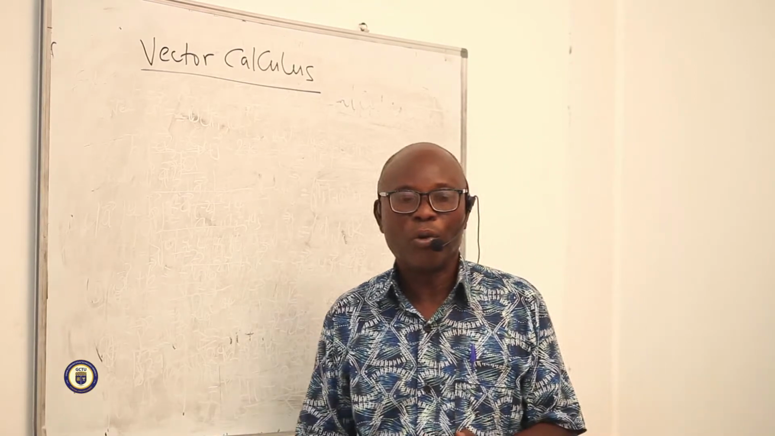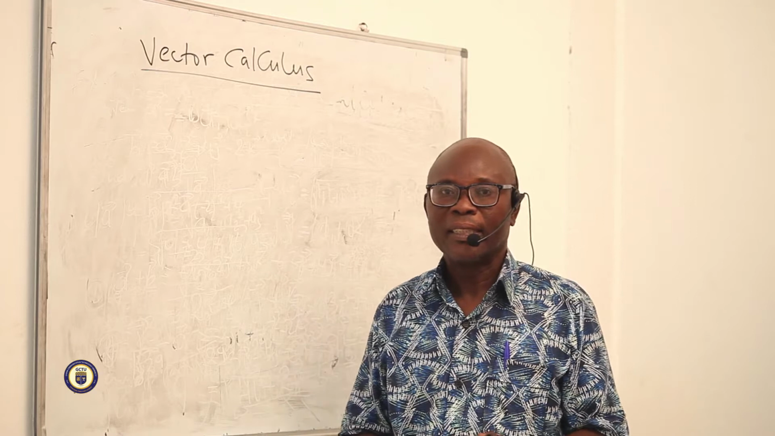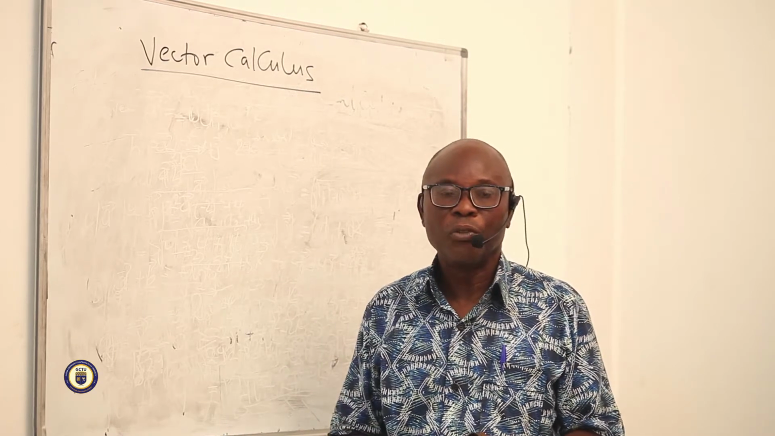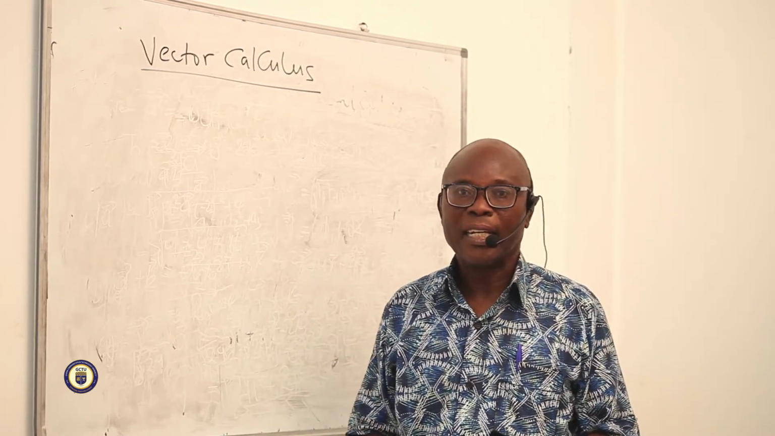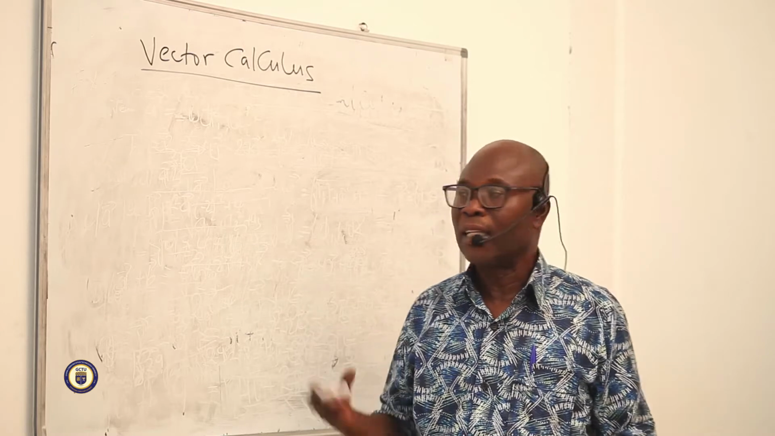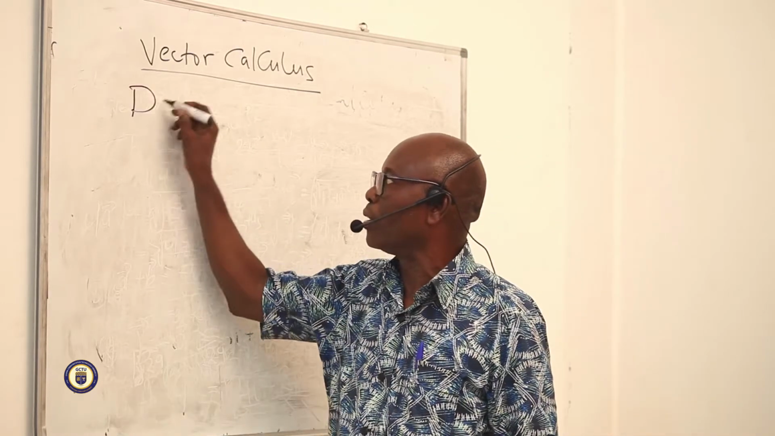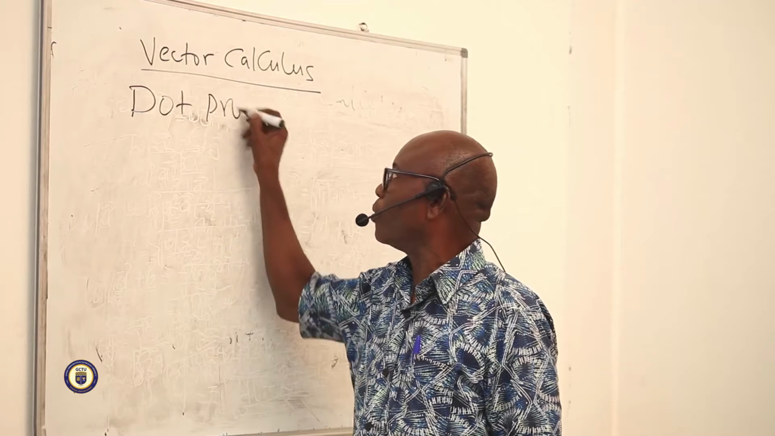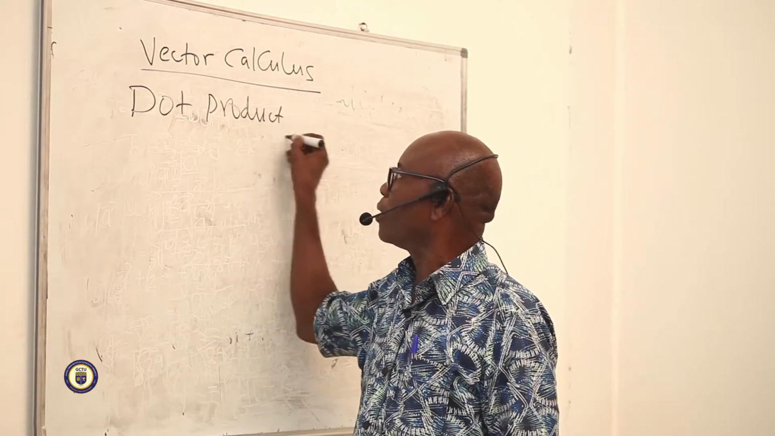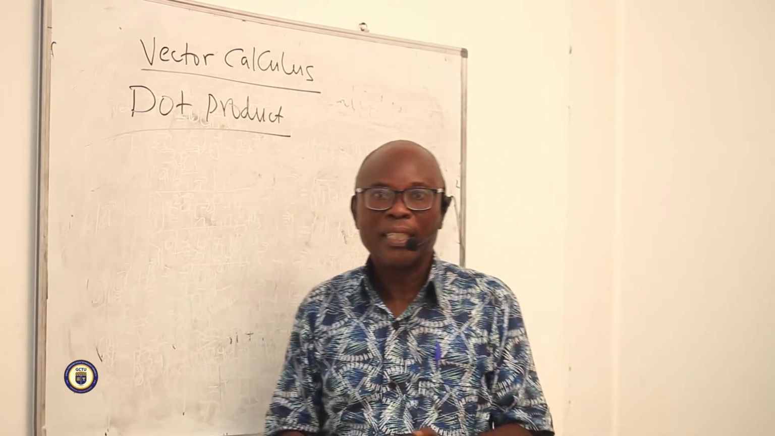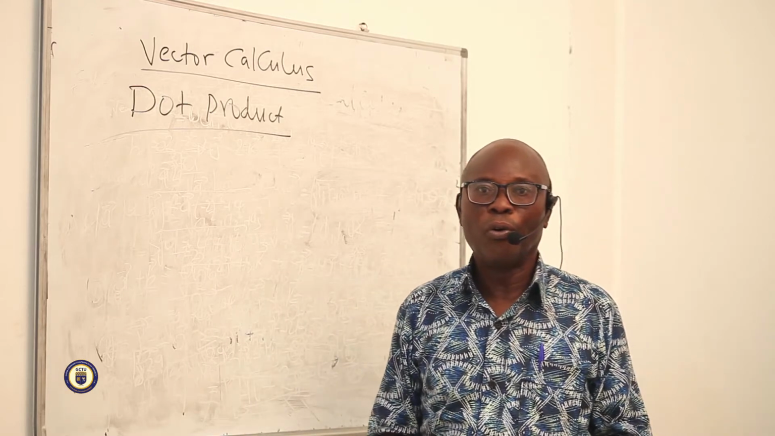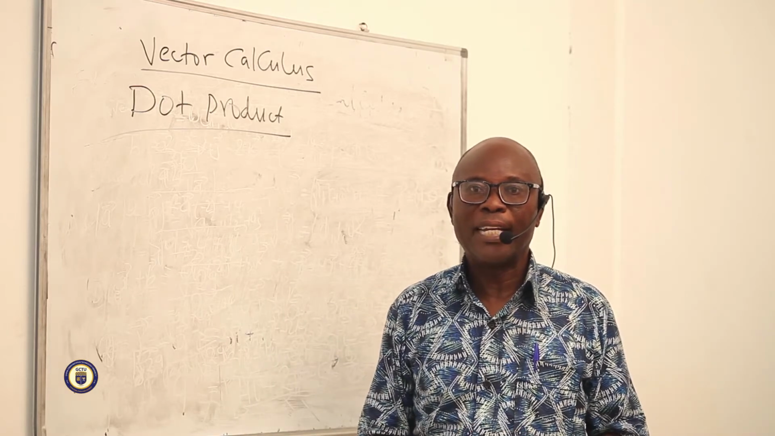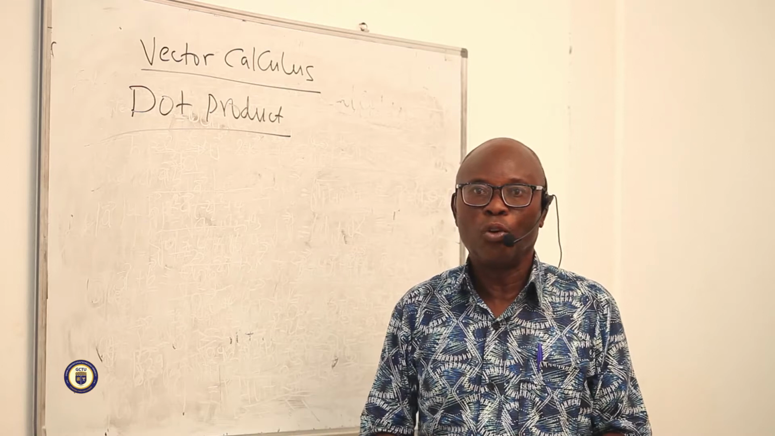direction, we're going to look at the use of vectors. In this case, we're going to look at the dot product. We know we use this dot product in finding the angle between two or more vectors.